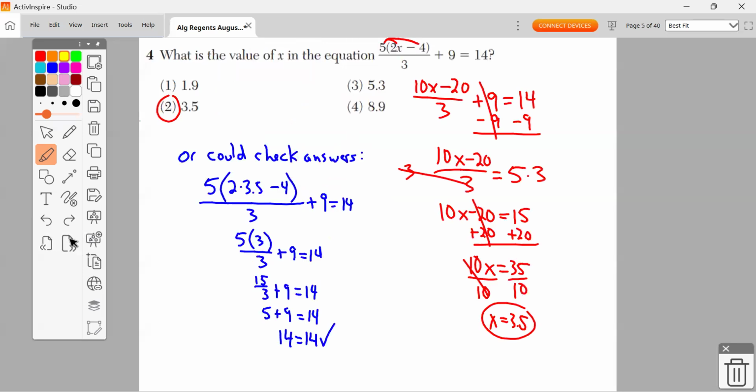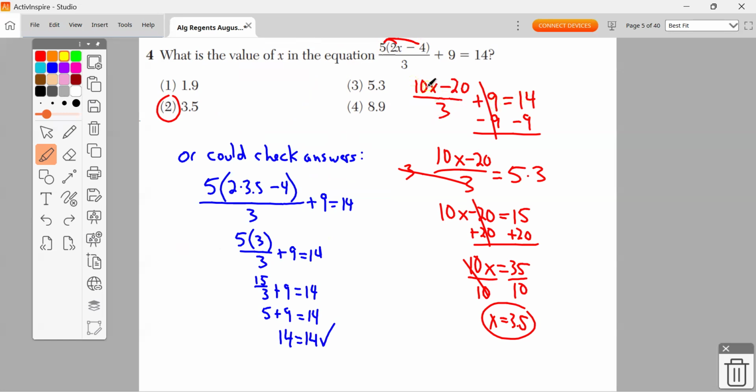In question number four, what is the value of x in this equation? So you're just solving for x. The first thing that you want to do is distribute. 5 times 2x is 10x. 5 times -4 is -20. So we have 10x minus 20 all over 3 plus 9 equals 14.